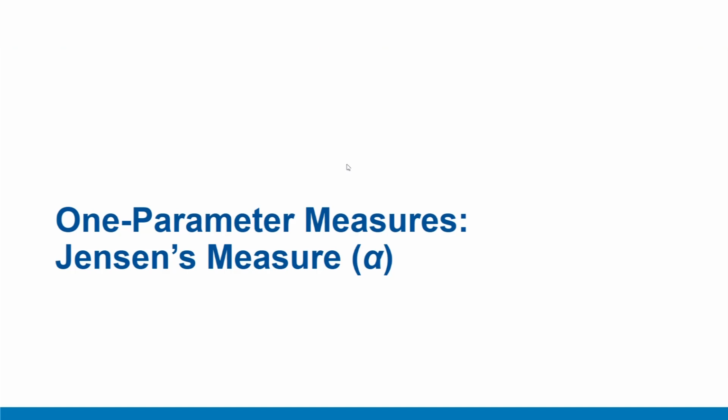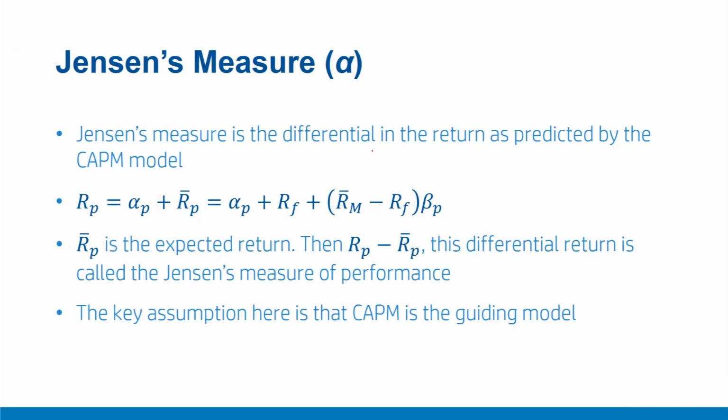In this video, we'll discuss a very important one-parameter measure of portfolio performance, which is Jensen's alpha. Jensen's alpha essentially is the differential in the return as predicted by CAPM or the security market line. If you remember, our security market line is represented as RP bar, the expected return, minus RF equals beta times RM minus RF.